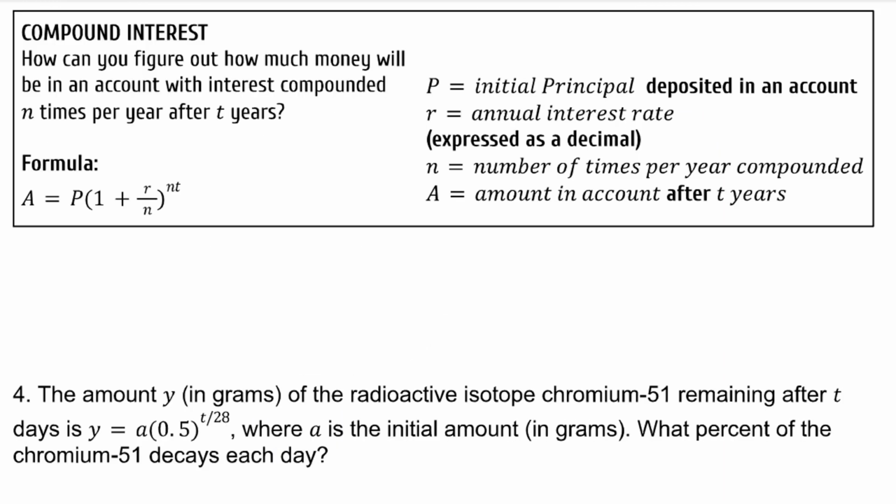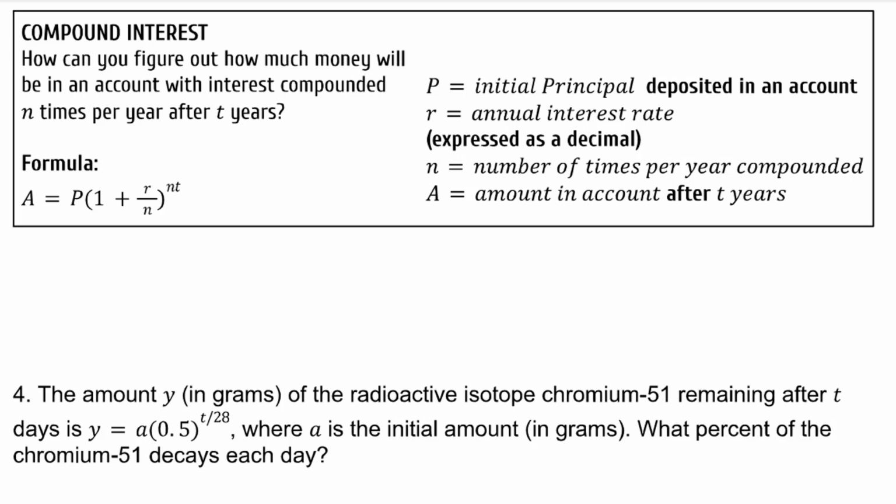For compound interest, how can you figure out how much money will be in an account with interest compounded n times per year after t years? So if you get a certain interest rate, how many times do they apply that interest rate? Like, when do you get the interest on your account? Do you get it based on the money in your account after every year, after every 6 months? When does this compound? Our formula is A equals P times (1 plus r over n) to the nt.